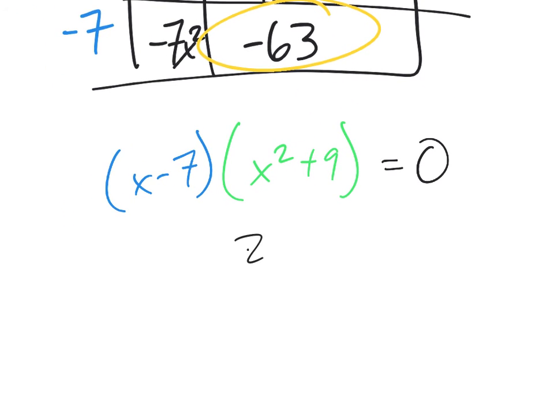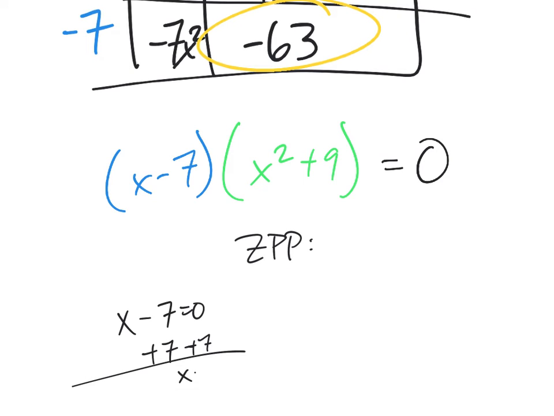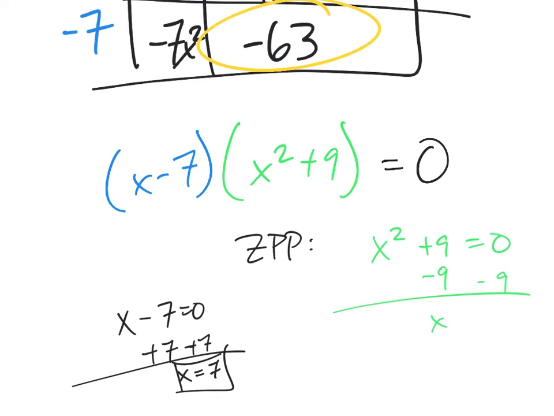Okay, zero product property. We say, okay, x minus 7 equals 0. This one is quick, plus 7 plus 7. And then we get x equals 7. That's one solution. And then that's the other way. So then we're going to subtract 9. This one we can actually get x by itself.